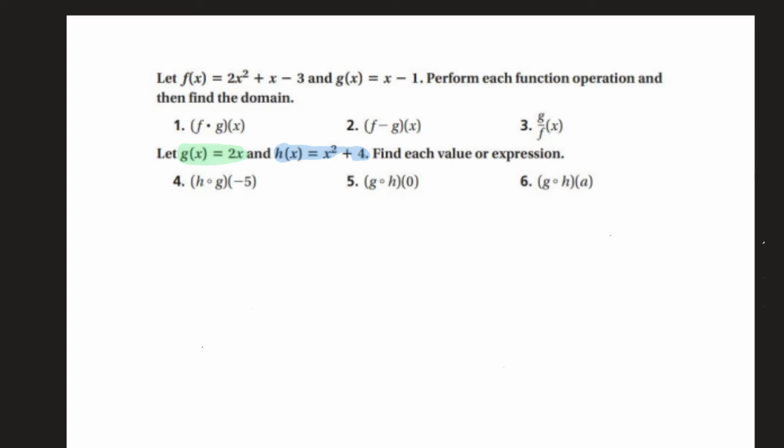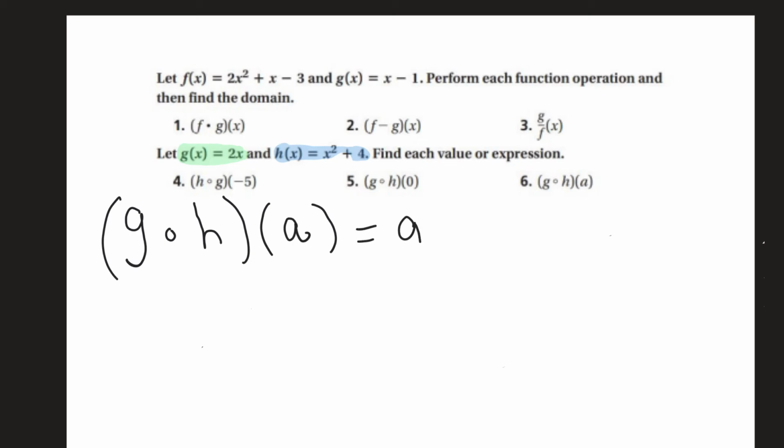We're going to focus our attention on the last one. So we have G, and then we have the circle, H, and what that indicates is that the function H is going to go into G. What you're going to pass into the inner function is A. So let me rewrite this. We're going to have G, and you're passing in the inner function, which is H of A.